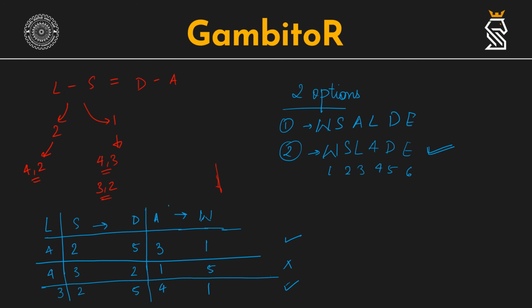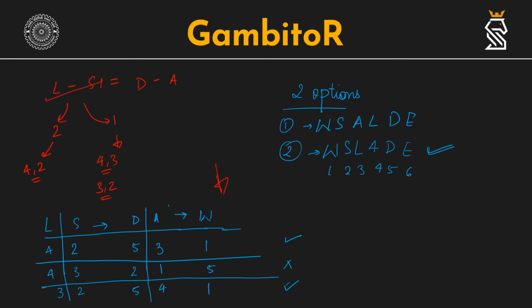Okay, so here is the table that we'll be using to solve the question. Now, how can we reduce the question to this table? We'll be using the equation L plus A is equal to D plus S, and what we'll be doing is we'll be assuming 2 cases. Now L minus S can take only 2 values, 2 and 1.